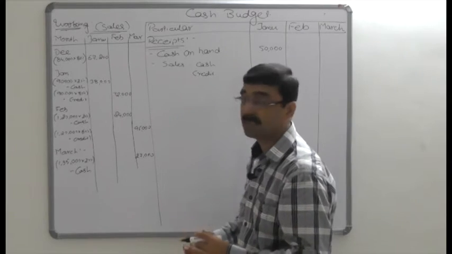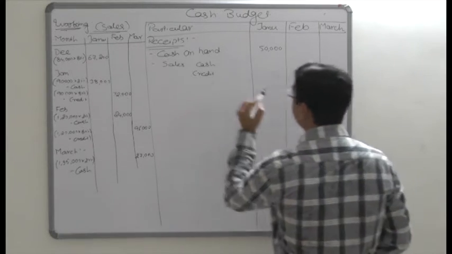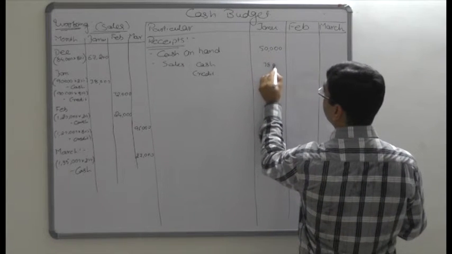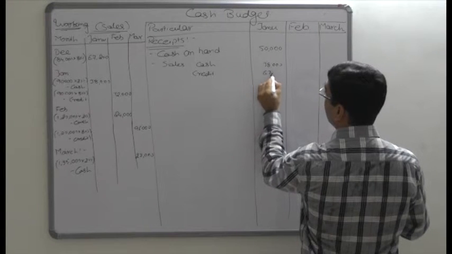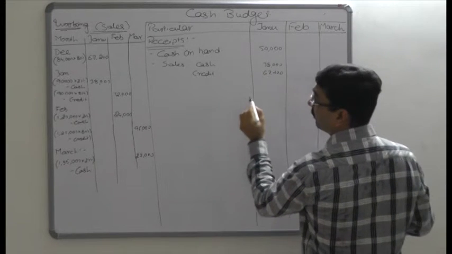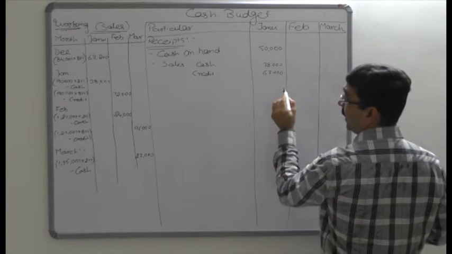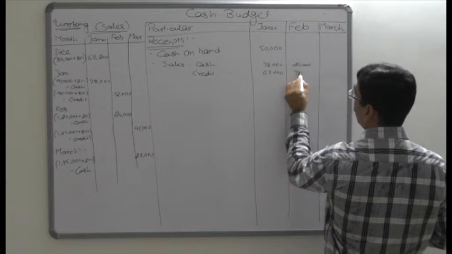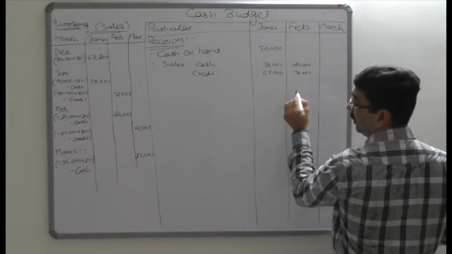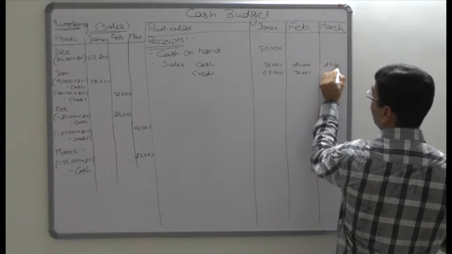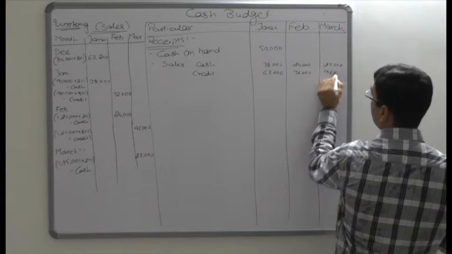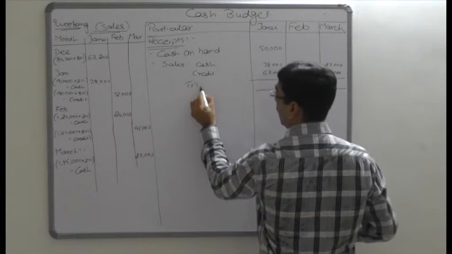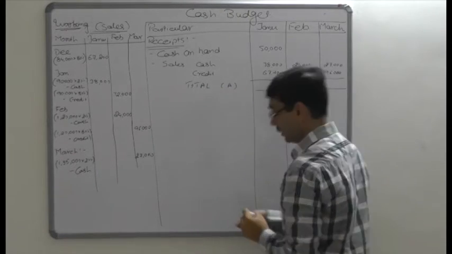So we already have the information of cash and credit sales of the respective months. Shall we write it down? Now in the month of January, the cash sales is 18,000, credit sales is 67,200. In the month of February, cash sales we have 24,000, and the credit sales is 72,000. Then in the month of March, cash sales is 27,000, and the credit sales is 96,000.